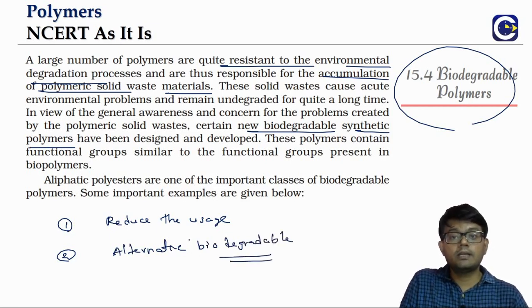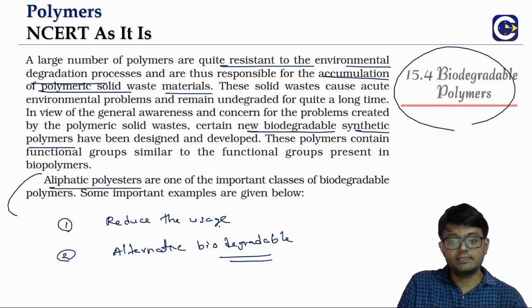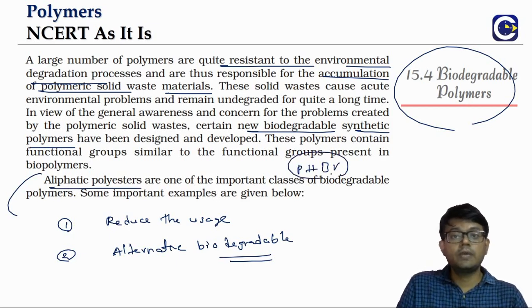What are those alternative biodegradable polymers? They should be degradable by the soil, bacteria and all these things. Even biological systems, they should be getting degraded. One of the best examples for this is aliphatic polyesters. We will talk about a very important one in that category, PHBV, that is used quite a lot in the medicinal application and all that.